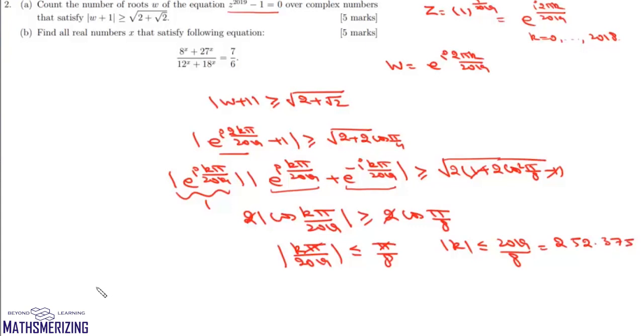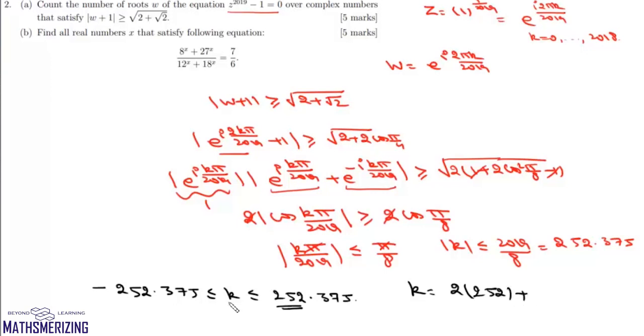So this k will lie between minus 252.375 to 252.375. So we'll just have to count the number of integral values in this interval. The number of integral values will be 2 into 252, and then we'll also have k equals 0, which is 1. So it should be 504 plus 1, so it is 505. So the number of roots w of this equation which satisfies this inequality is 505.